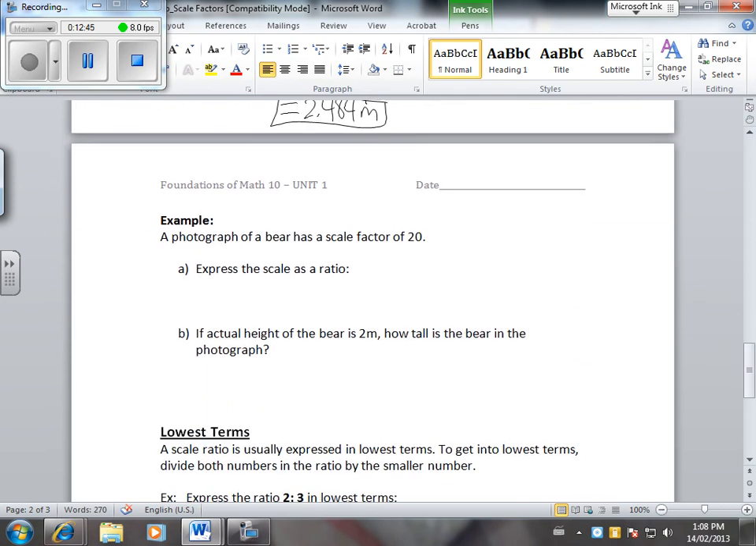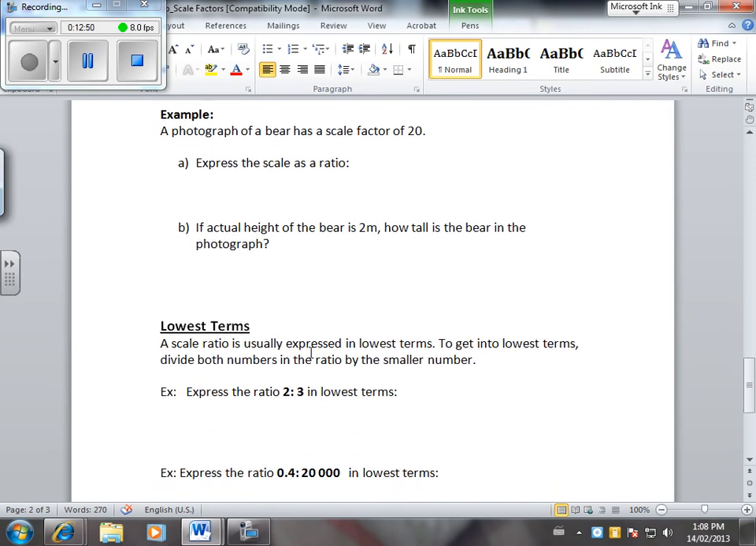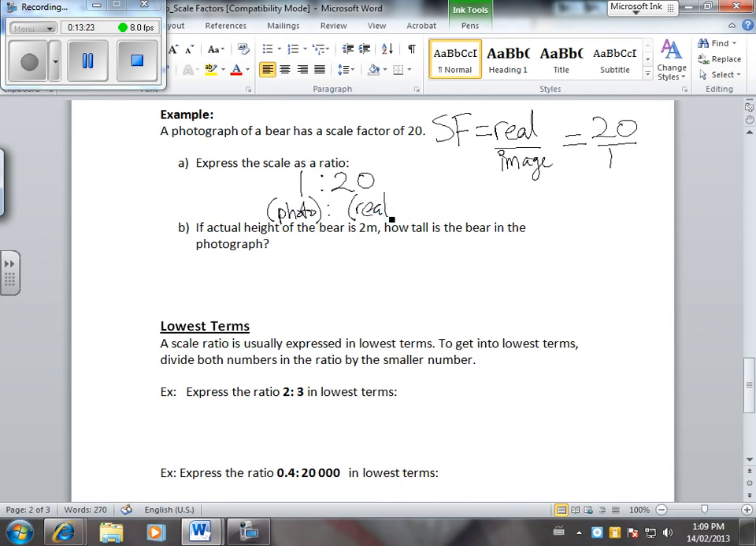Okay. Let's do another example. A photograph of a bear has a scale ratio of 20. Express the scale as a ratio. So scale factor equals, remember, real over image, equals 20 over 1. So as a ratio, this will be a 1 to 20 ratio, 1 being the photo or the image, and then 20 being the real life.